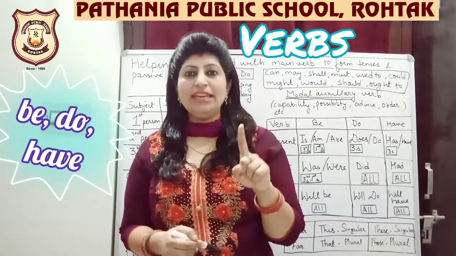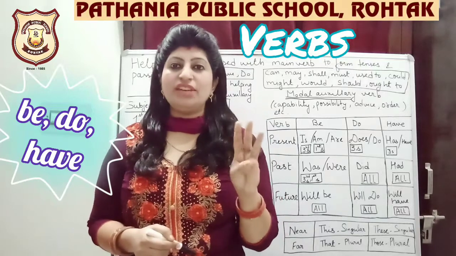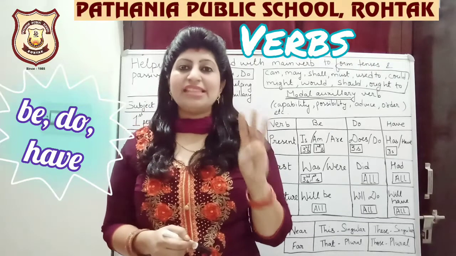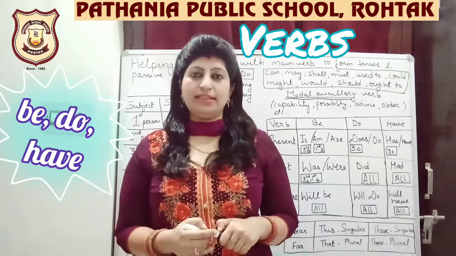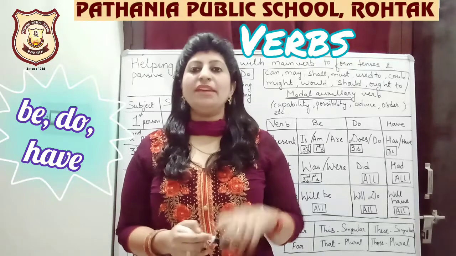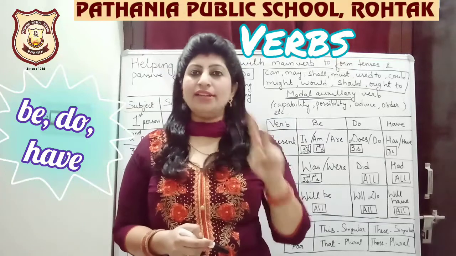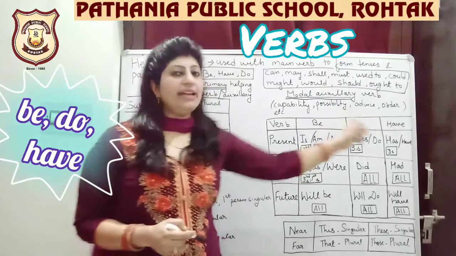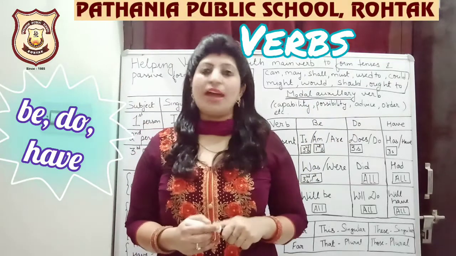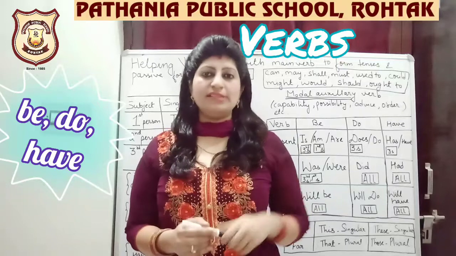First one is be, second one is do, third one is have. These three are also referred to as primary auxiliaries. So helping verbs are classified into two parts: primary auxiliaries and modals. So be, do and have are called your primary auxiliaries.